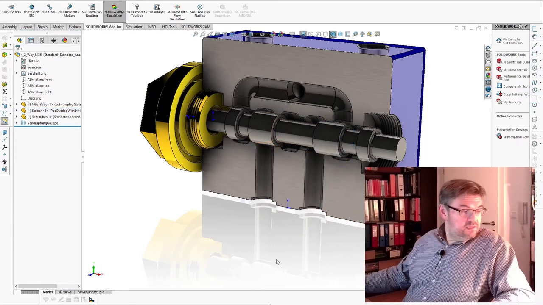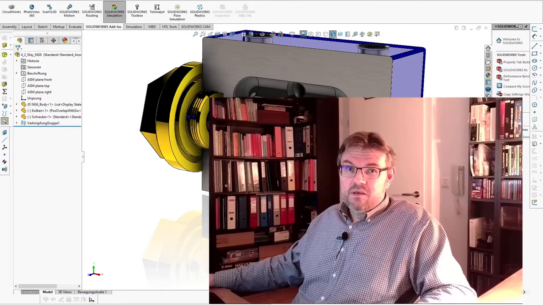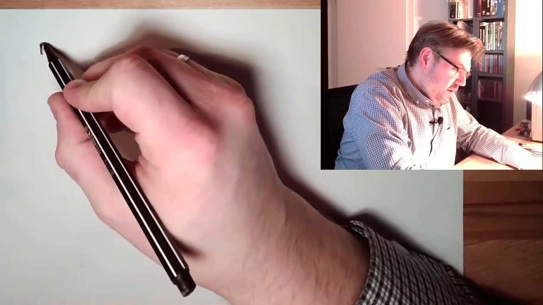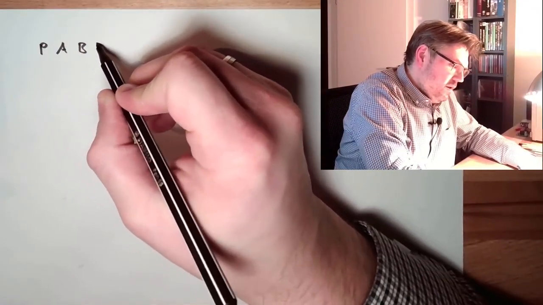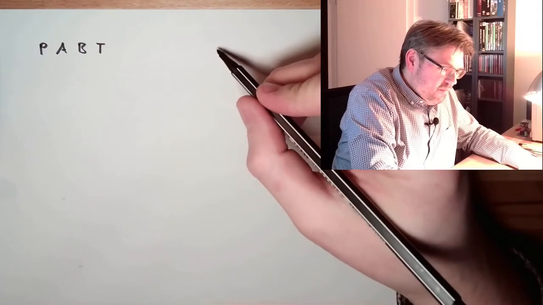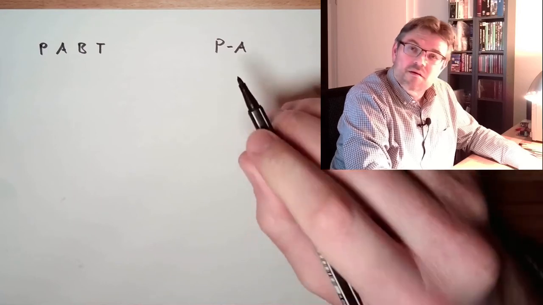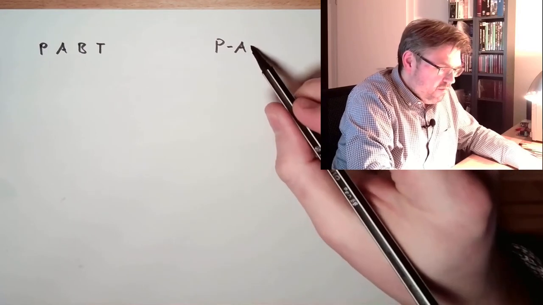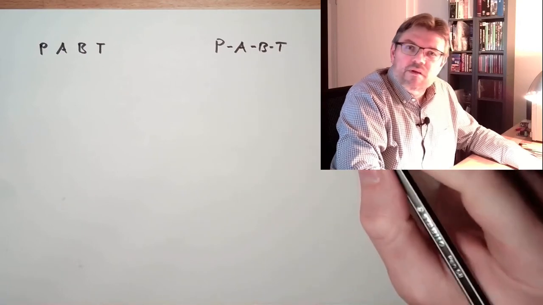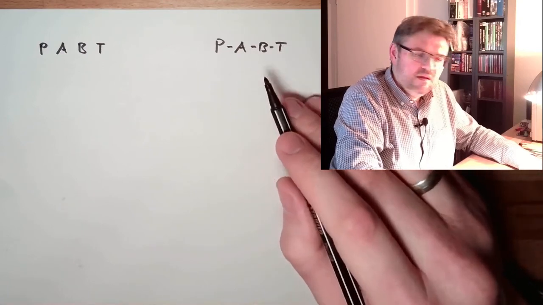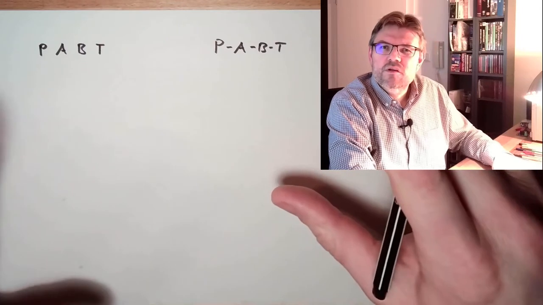And this is also reflected by the naming. I show you what I mean on this paper. In our case, we had the connections P, A, B, T. If I write two of them with a minus sign in between, they are connected. So if I write this, then everything is connected: P, A, B, T, in this position, everything is connected to each other.